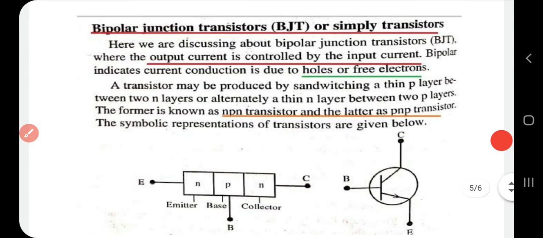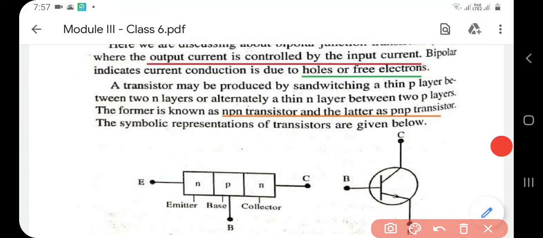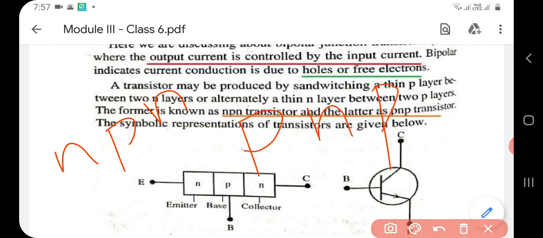Next is about a BJT, that is bipolar junction transistor, or simply transistor. We know that it is a device whose output current is controlled by input current, and here it is called bipolar because the current conduction is due to electrons and holes. Now here we learn about two types of transistors. One is NPN and the other is PNP. N stands for N-type semiconductor and P stands for P-type semiconductor.